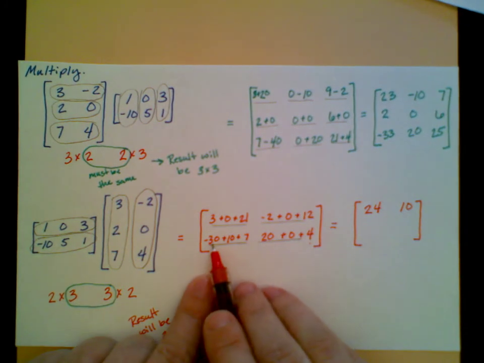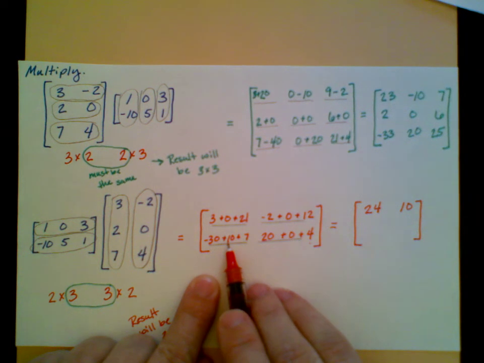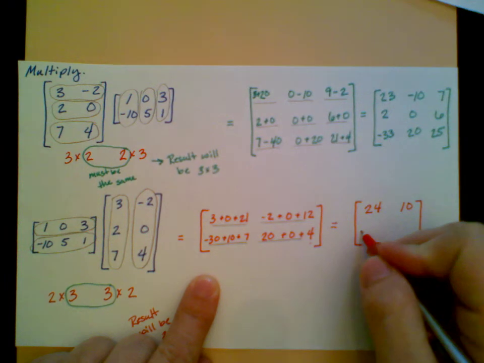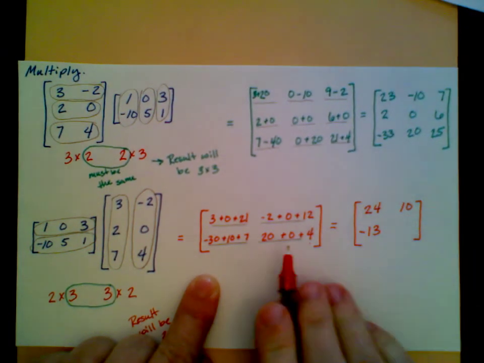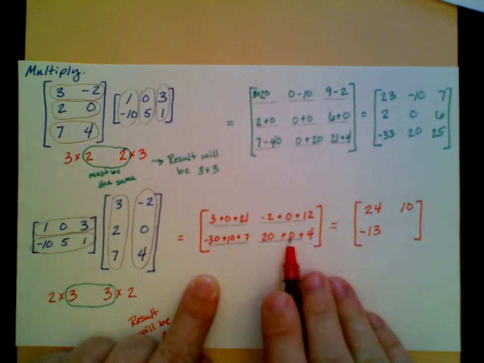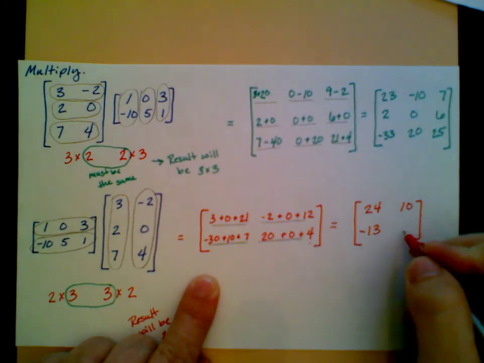So here I've got negative 30 plus 10 is negative 20. Plus 7 is going to be negative 13. And then 20 plus 0 is 20. Plus 4 is 24.